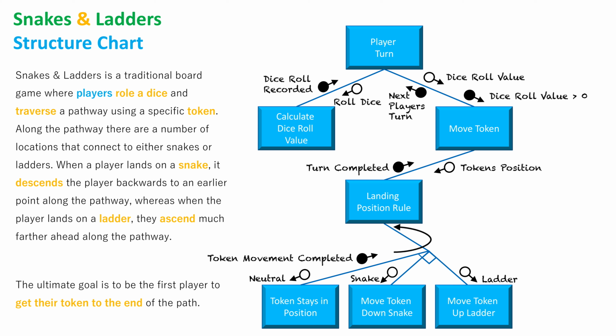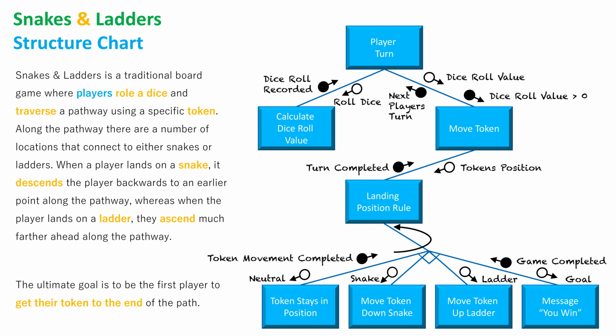Now, there's only one other outcome I haven't highlighted, and that's essentially the one that shows the end of the game, and that is when the player lands on the goal. Essentially they've won the game, and the control parameter is the game is completed. It could be a you win message or something like that. And so the game is over there.